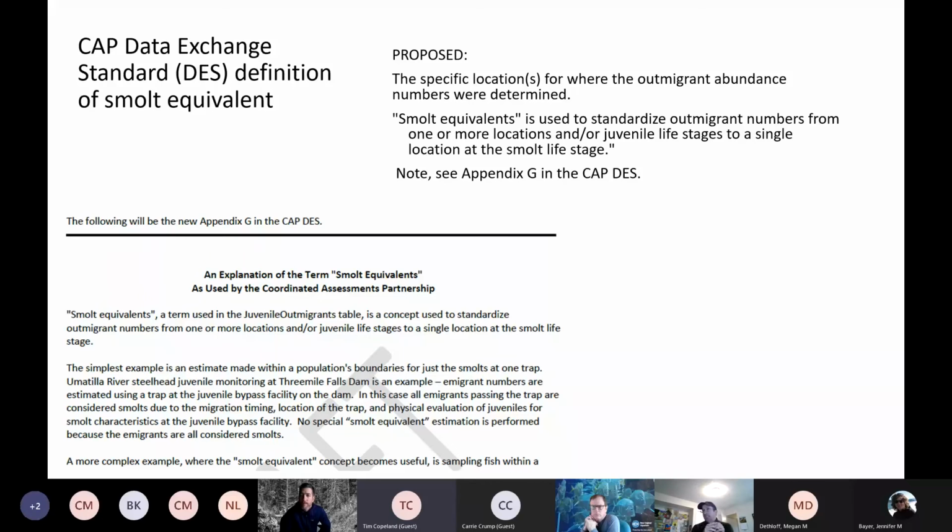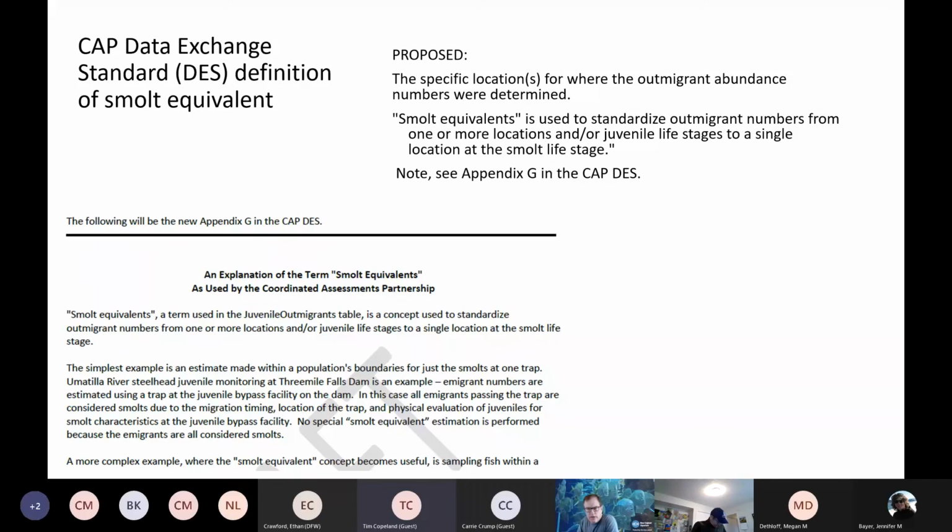And so I think that's one of the next steps: what are those categories and how do we define those in the DES? So when you produce a number, is it an outmigrant? Is it a transitional? Is it pre-smolt? And we have the pre-smolt DES already. So, another way of putting things, right now the data exchange standard says if you have this type of fish in this area, then this is what you should report.